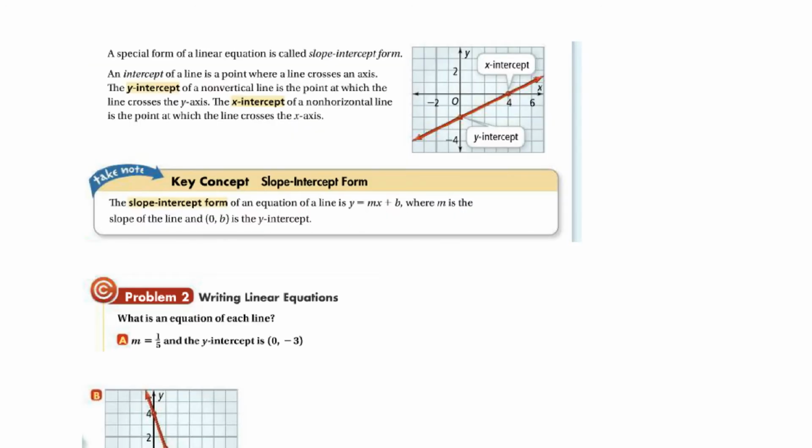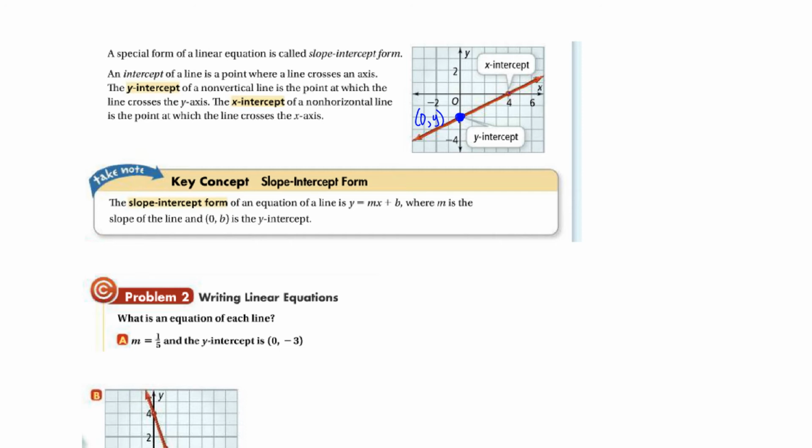Now, a special form of a linear equation is called slope-intercept form, and we did talk about this in Algebra 1. An intercept of a line is a point where a line crosses an axis. The y-intercept is where the line crosses the y-axis. And it will have the coordinates of (0, y) with whatever y value you have there, because we don't go anywhere left or right, we just move up and down.